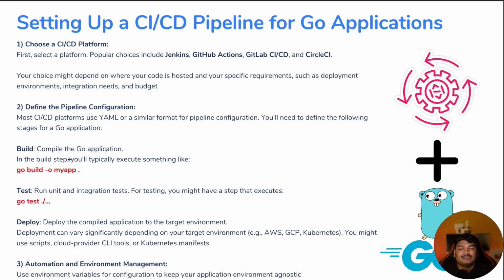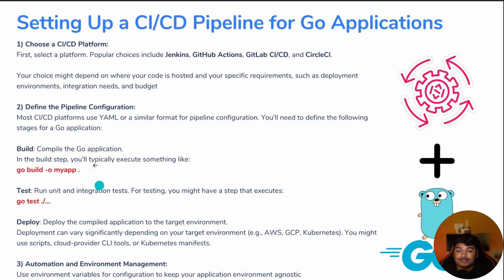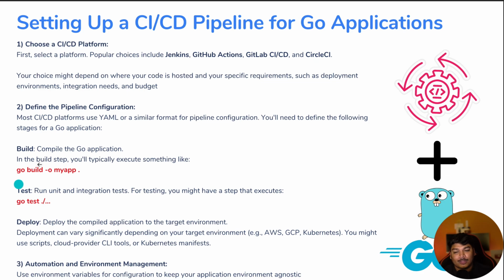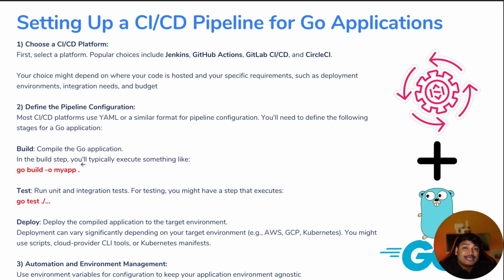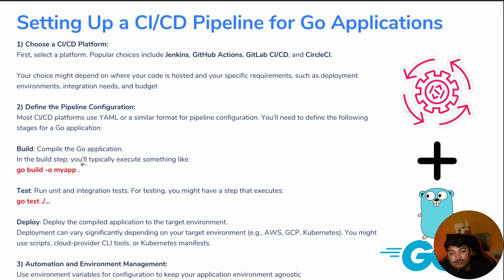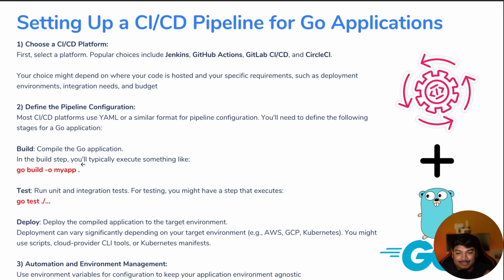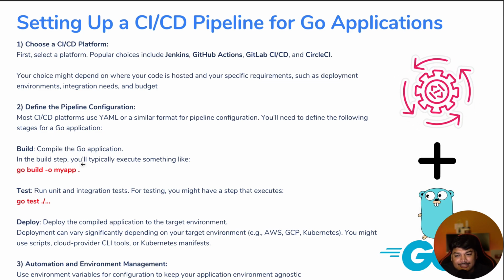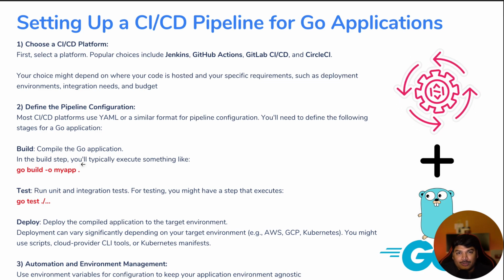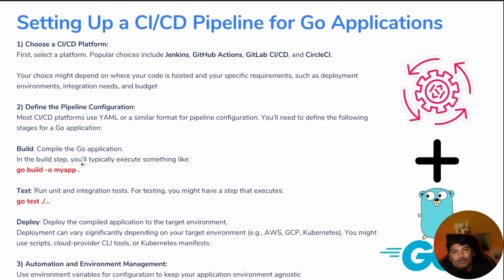For the sake of simplicity in this session, I'm generating a simple build default to the particular OS. You can run go build -o my app, then the directory from where you are generating the build. Here, go build -o my app, then dot means current directory. After the build is generated, if you have any unit test cases that you want to run, you can run go test.